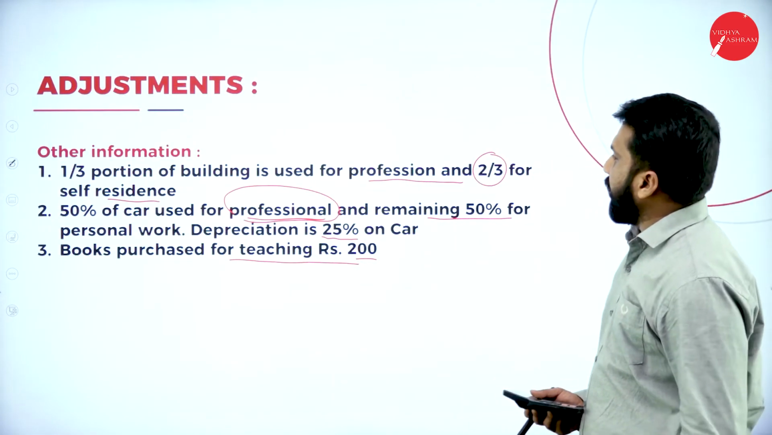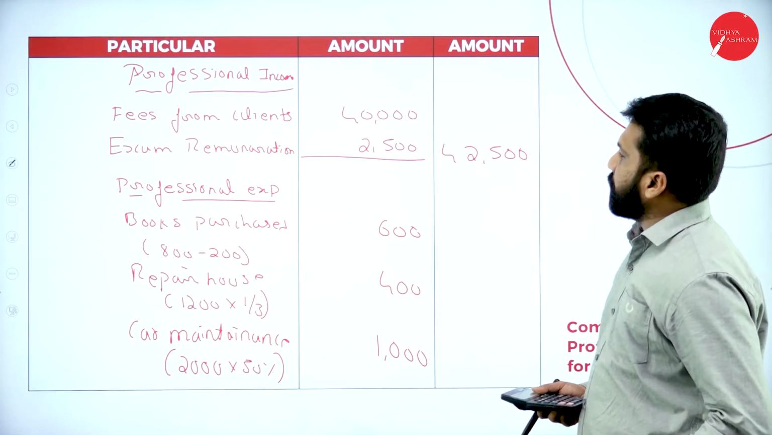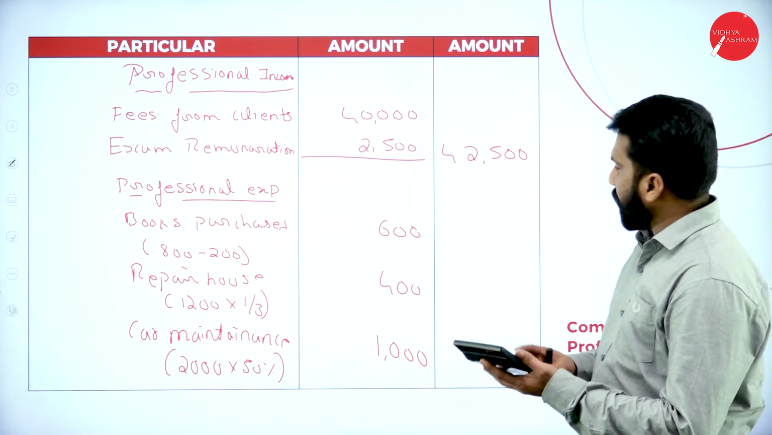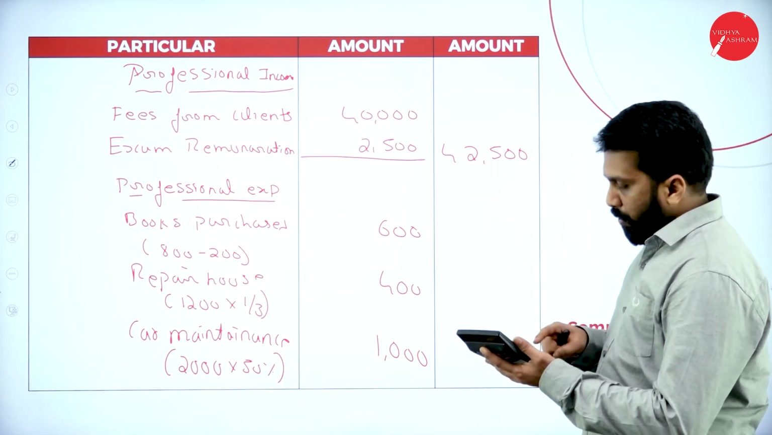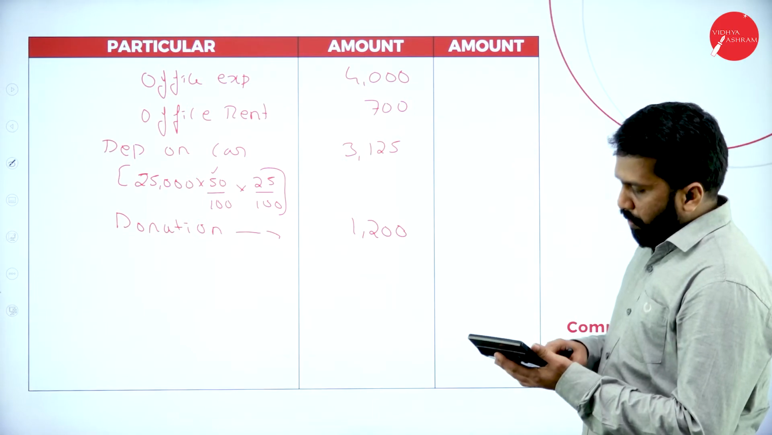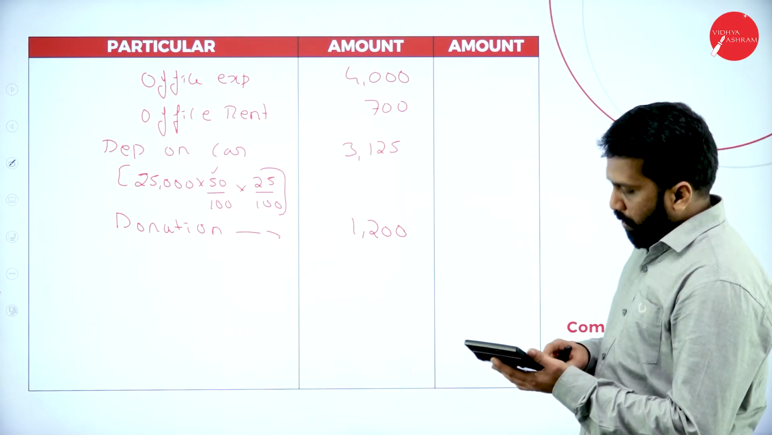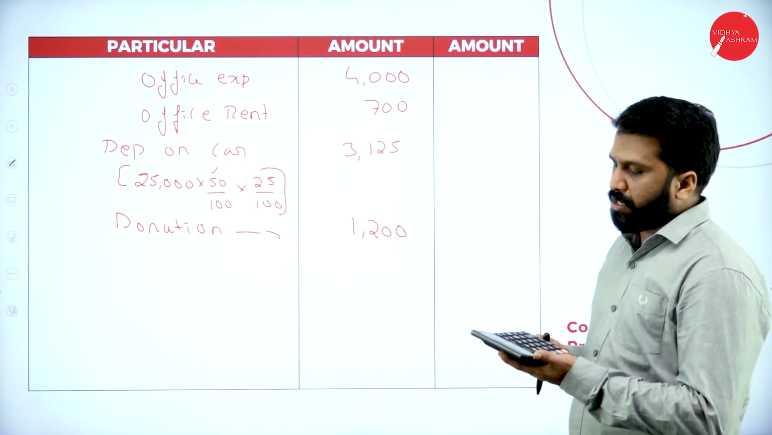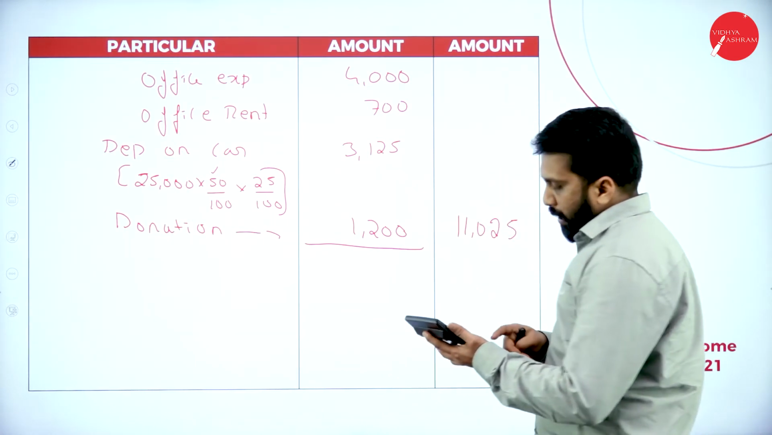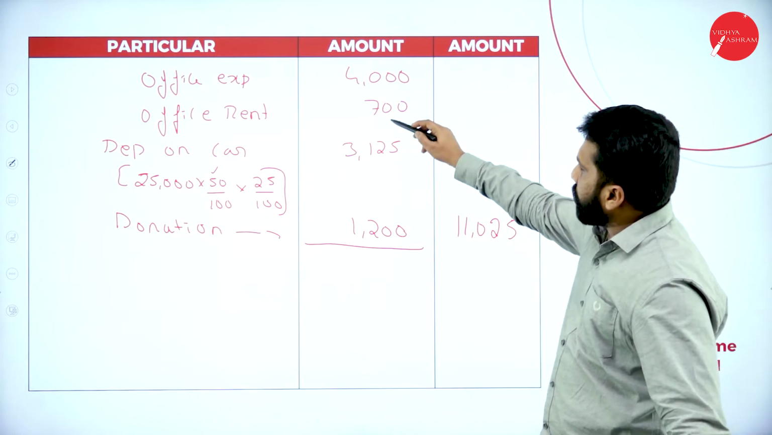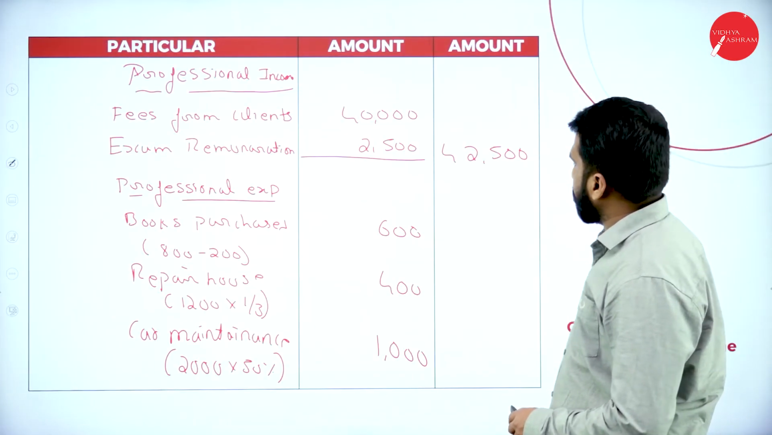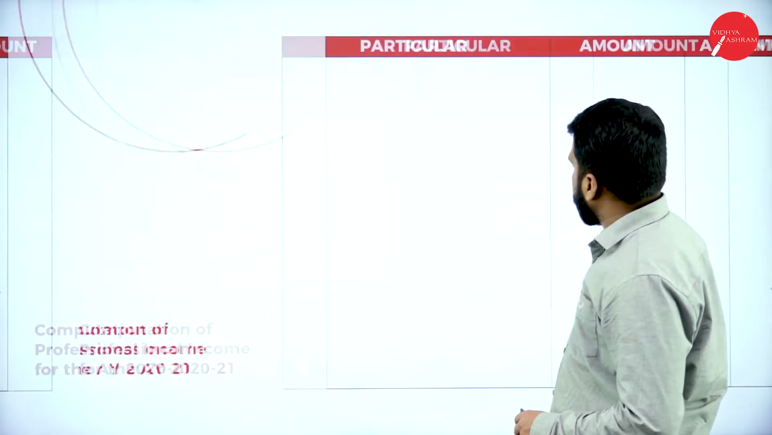Now we have to add all the expenses. Adjustment I have considered, and we'll add one by one. First one is how much? 600. 400, 1,000, then it will be 4,700, 3,125, 1,200. How much it is? 11,025. Again, check it once again. 4,700, 7,825, 8,000, 10,025, 11,025, 12,025.